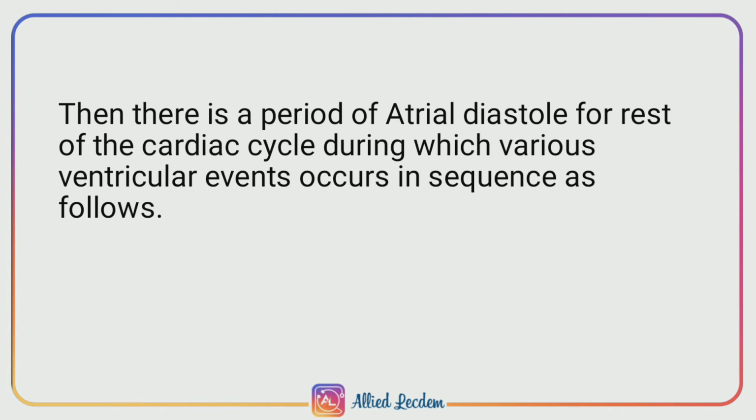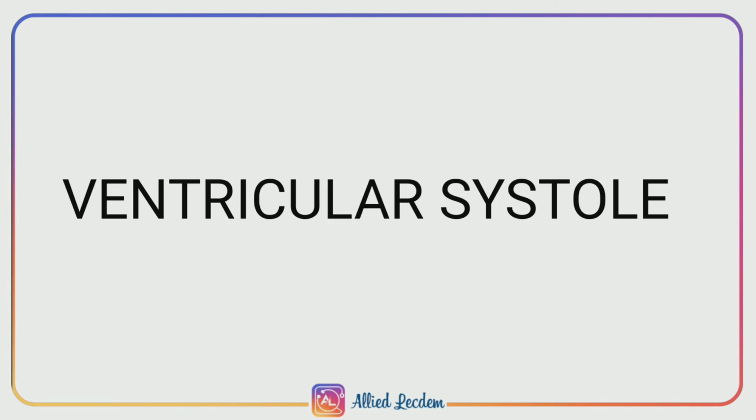Then there is a period of atrial diastole, that is atrial relaxation, that is filling of blood to the atrium by the veins, for the rest of the cardiac cycle, during which various ventricular events occur in the sequence as follows. Ventricular systole. So now the atrium has emptied blood into the ventricles. So now the ventricular contraction is to begin.